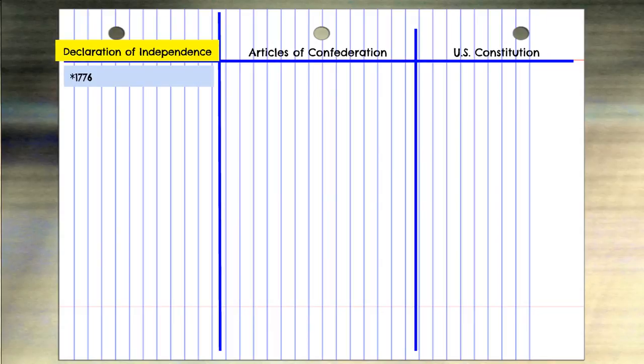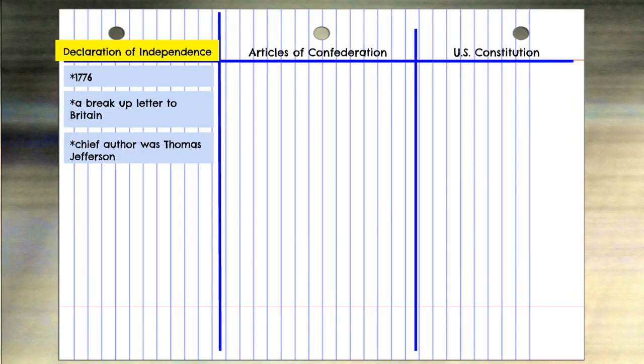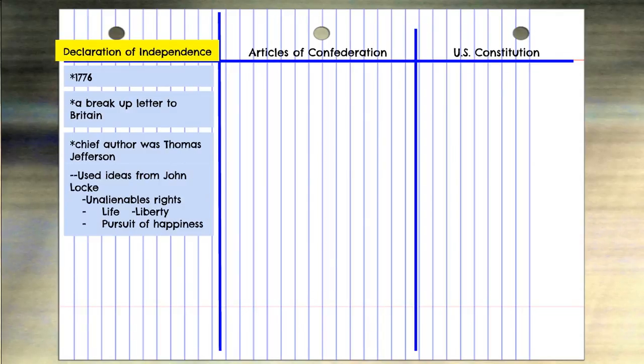Pretty basic information. It was written in 1776. It's a breakup letter to Britain declaring our independence. The chief author was Thomas Jefferson, and he used ideas from John Locke. Those ideas were unalienable rights, and that being life, liberty, and the pursuit of happiness. You must have that memorized. You got to, just no exceptions.